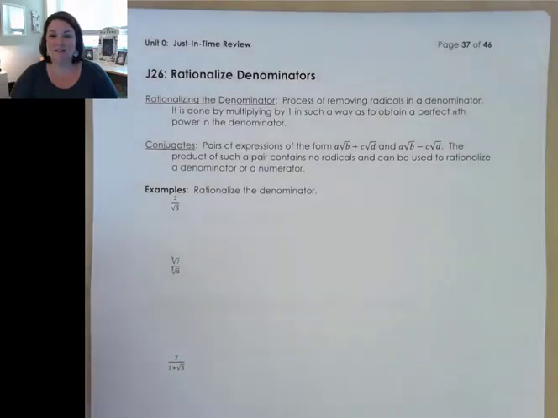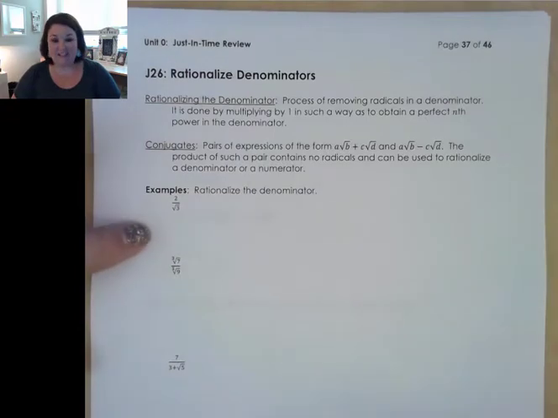This is the J26 video, which is all about rationalizing the denominator. And when we're rationalizing the denominator, I will mention that we are trying to get rid of radicals within that denominator, okay? And so basically we're just trying to rewrite the expression in a way that it has the same equivalent value, but where we don't have radicals in the denominator.